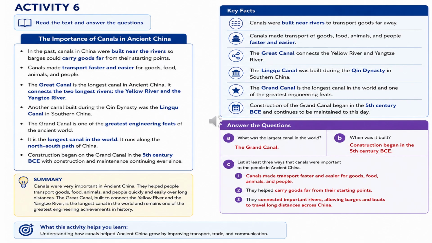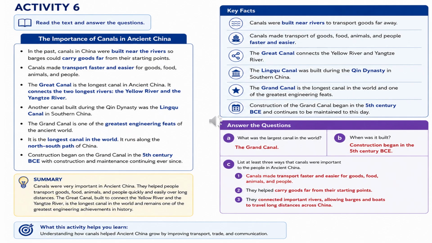So construction of the Grand Canal begins in the 5th century BCE. Finally, question C asks us to list at least 3 reasons why canals were important to the people of ancient China. Note, we are able to write at least 6 now. Anyway, we will discuss 3 important reasons.